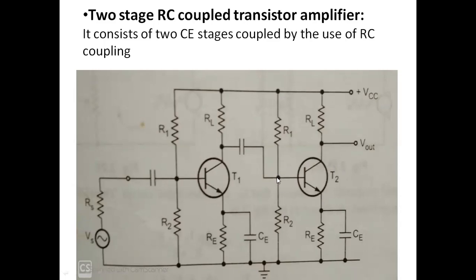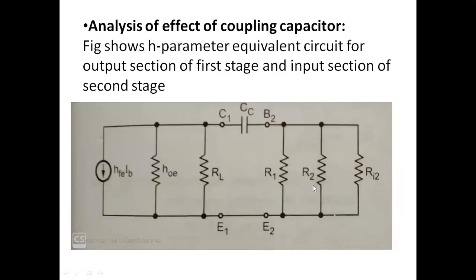R1 has one end connected to the base and the other end connected to ground, because whenever we draw an equivalent circuit, the DC source should be grounded. R2 likewise has one end connected to the base and the other end to ground. So these two resistances are in parallel. In addition, we have the input resistance of the transistor, which we also consider here. So that is R1, R2, and Ri.